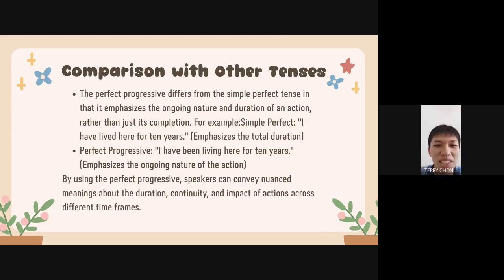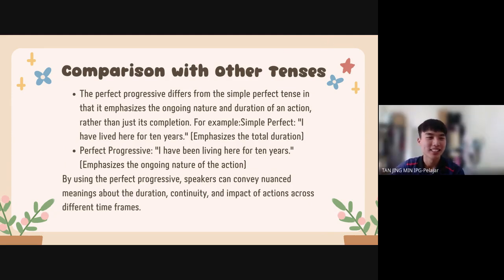Okay, so there is a comparison with other tenses. The perfect progressive differs from the simple perfect tense in that it emphasizes the ongoing nature and duration of an action, rather than just its completion. For example, the simple perfect tense, I have lived here for 10 years, and this emphasizes the total duration. And perfect progressive, I have been living here for 10 years. And it emphasizes the ongoing nature of the action.